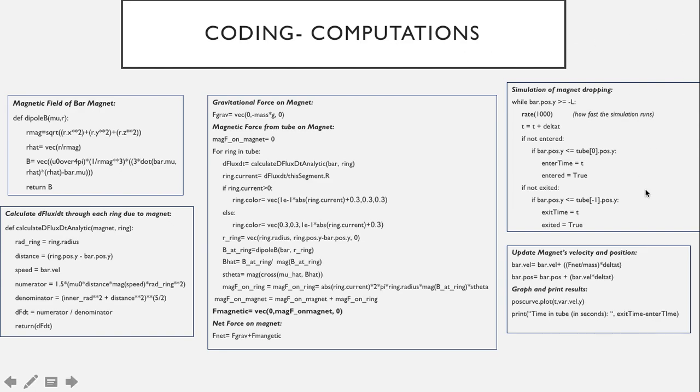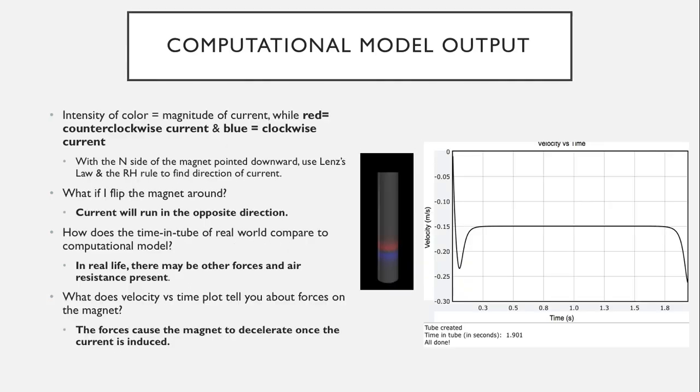And then we're going to simulate that magnet dropping through the tube in a visual way as well. And throughout the simulation, we need to update the magnet's velocity and position, and also we're going to graph the velocity with respect to time.